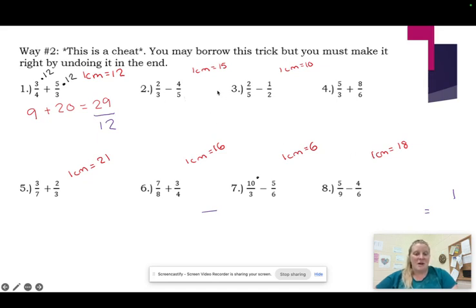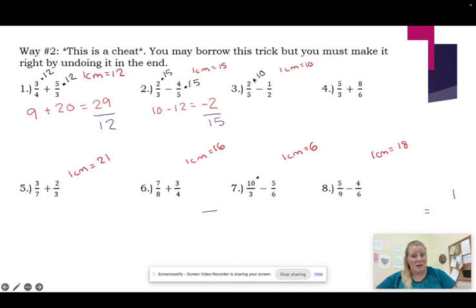All right, so let's go back here to number 2. We got our 15. We're going to put that on the top, and it helps if you say it out loud to yourself. 15 divided by 3 is 5, times 2 is 10. 15 divided by 5 is 3. Times 4 is 12. So now I'm doing 10 minus 12 to get negative 2. And we're going to put that over 15.